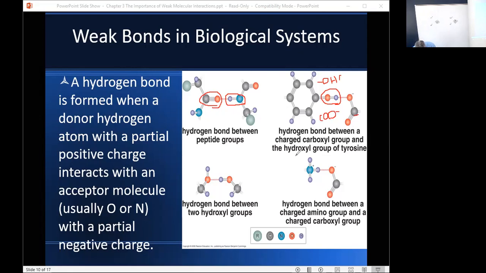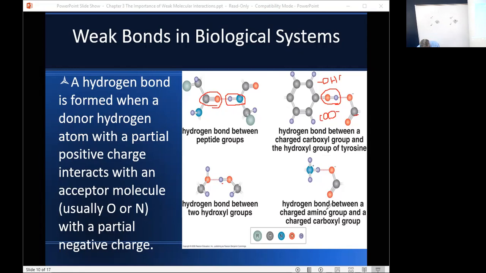Next, a hydrogen bond between two hydroxyl groups. Again, polar covalent bonds. So we have a partial negative on this oxygen, partial positive on this hydrogen, and so on for the other hydroxyl. So two hydroxyls can form a hydrogen bond, with a proton donor here and a proton acceptor here.